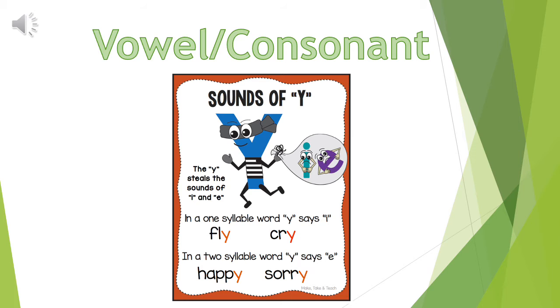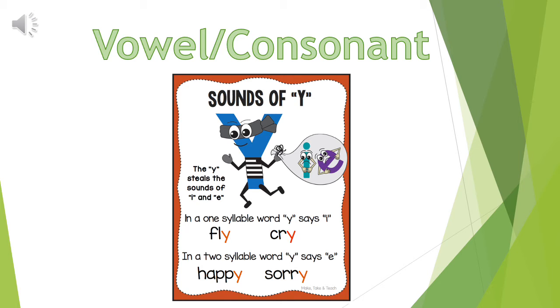Did you notice that on both our vowels list and consonants list, the Y was missing? This is because Y is a sometimes vowel. Sometimes it will be a vowel, sometimes it will be a consonant. And how does this work?